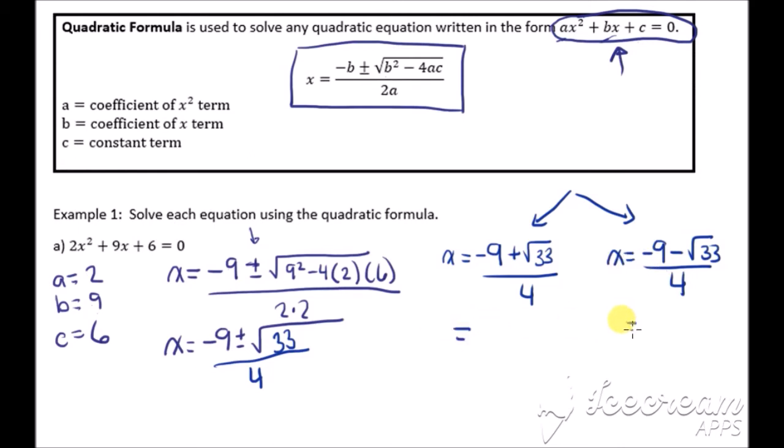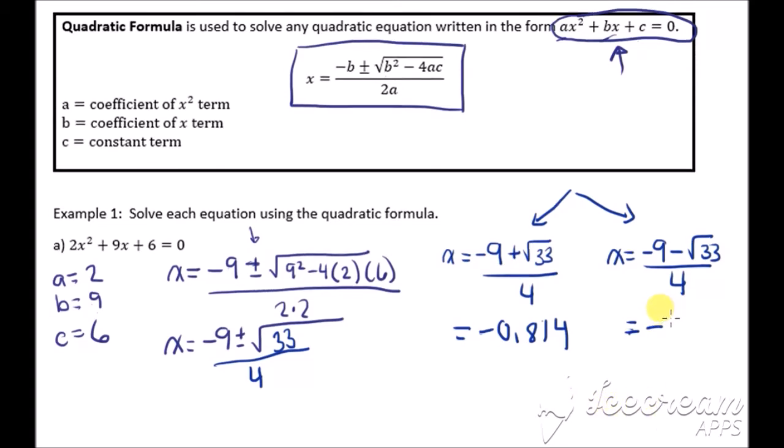And then all you do is you go into your calculator and you put negative 9 plus root 33 divided by 4, and we're going to get one of the roots to be negative 0.814. And then the other one, if we put in a minus, we're going to get negative 3.686. Okay, so there's our one x, there's our other x.